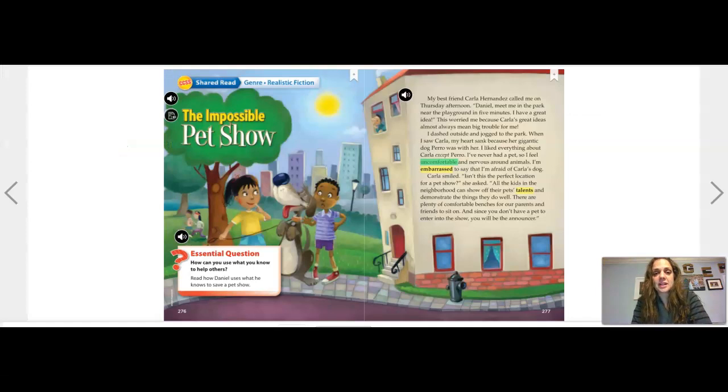In our text that we've been reading this week, our realistic fiction, The Impossible Pet Show, there are some words that have a prefix added to the root word. We can use that prefix to help us determine the meaning. Highlighted in green, I see the root word comfortable and the prefix un. If we blend those two parts together, uncomfortable. So now we have to determine what the meaning of that word is. Let's read the sentence. I've never had a pet, so I feel uncomfortable and nervous around animals.